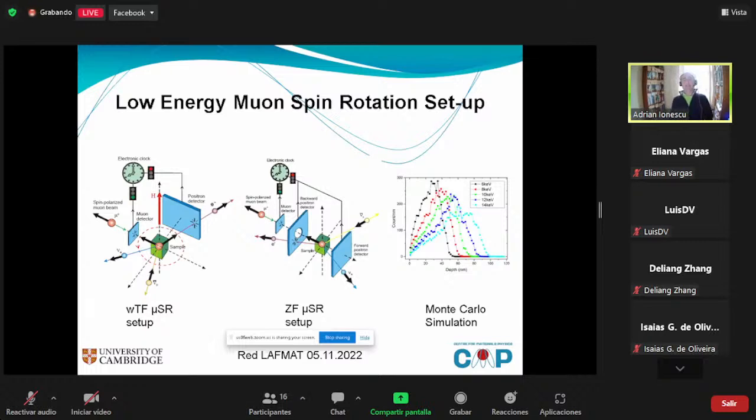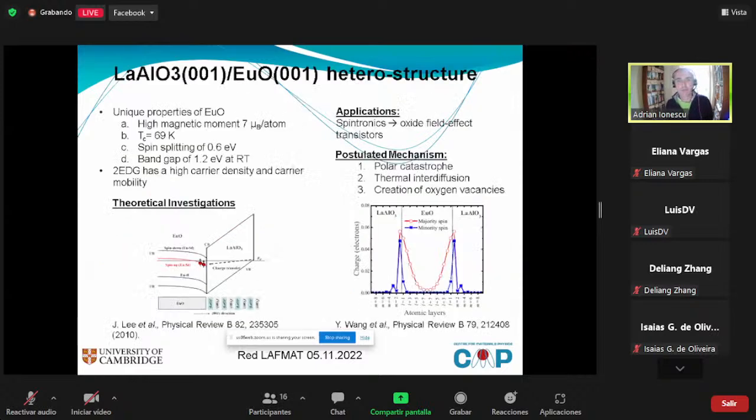So we tried to use this technique to study the creation of this proposed two-dimensional electron gas at the interface between lanthanum aluminum oxide and europium oxide. I need to tell you a little bit about europium oxide. It is, as I said, a ferromagnetic insulator, with a magnetic moment of about 7 μB per atom, a Curie temperature of 69 Kelvin, and a band gap of 1.2 electron volts at room temperature. Below the Curie temperature, it has a spin splitting of 0.6 electron volts between spin up and spin down electrons, making it almost 100% spin polarized below TC.